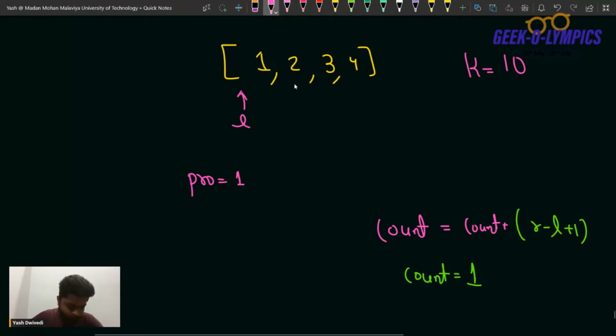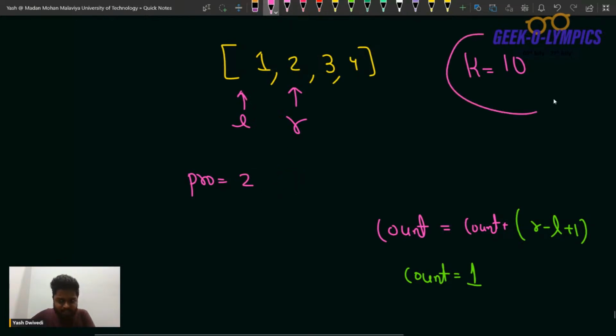Then my R is going to move here. When my R moves here, I will check. I'll multiply this particular element, A of R, the rightmost element. When I multiply it, my product is now going to become 2.